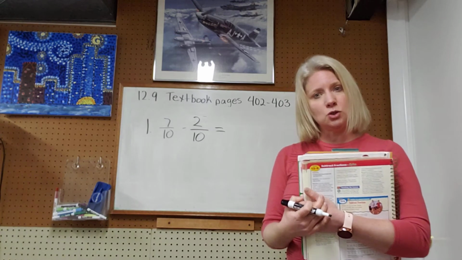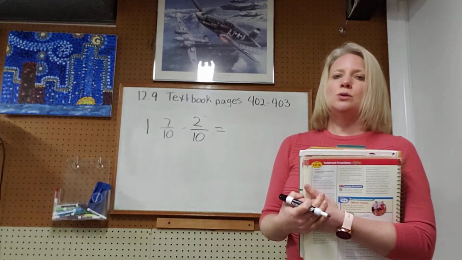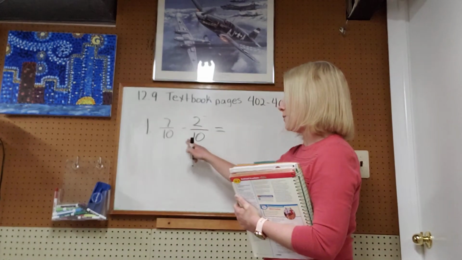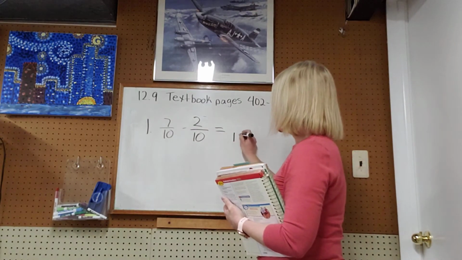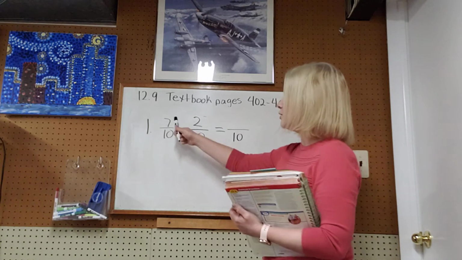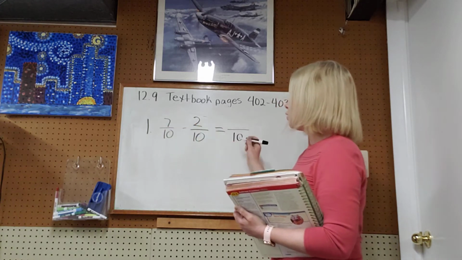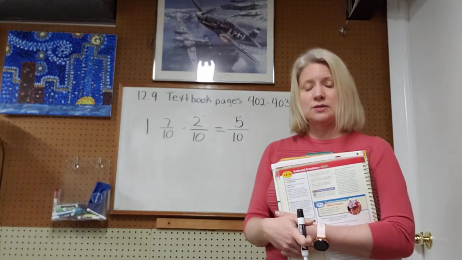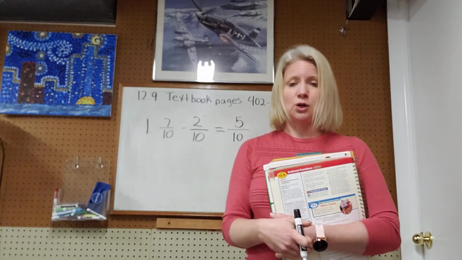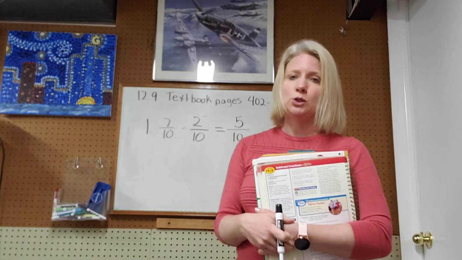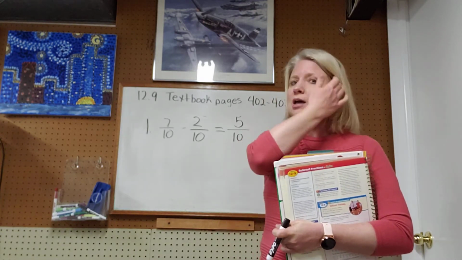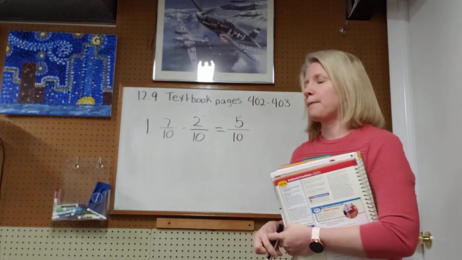Now remember, you can do a strip, you can do a number line, and you can just subtract since your denominators are the same. You carry over the same denominator and you subtract 7 minus 2, and it would be 5. Now let's reduce. 5/10 is the correct answer, but it can be reduced down to a simpler form, a simpler number, a smaller numbered fraction.